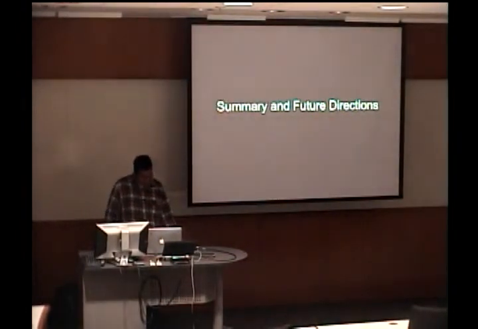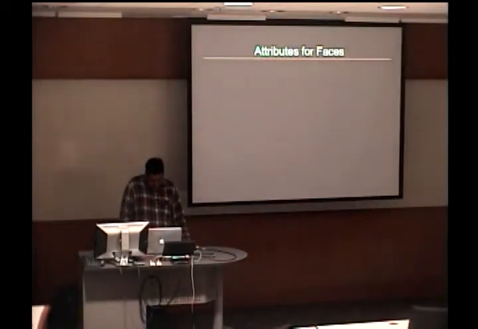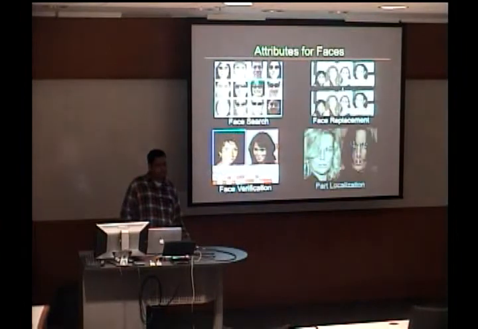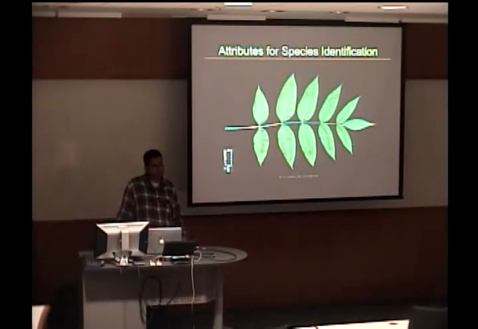But anyways, enough advertisement. Let me just summarize my talk and talk about some future directions. So I hope I've shown you that attributes are a new way of looking at conventional vision problems and really making a lot of headway on them. In my thesis, I've looked at attributes for faces using these four different applications, three of which I talked about today. And I've started looking at other domains with things like plant identification. But where do we go from here?